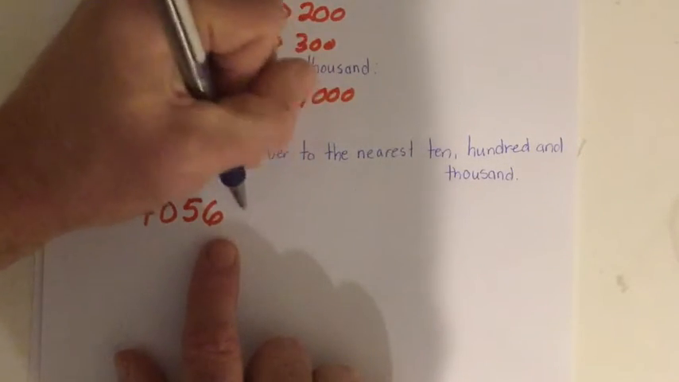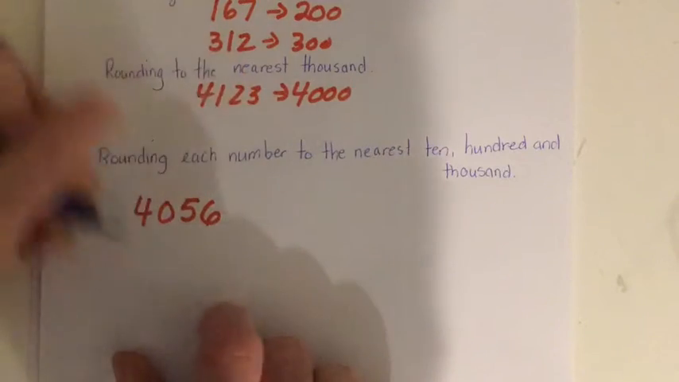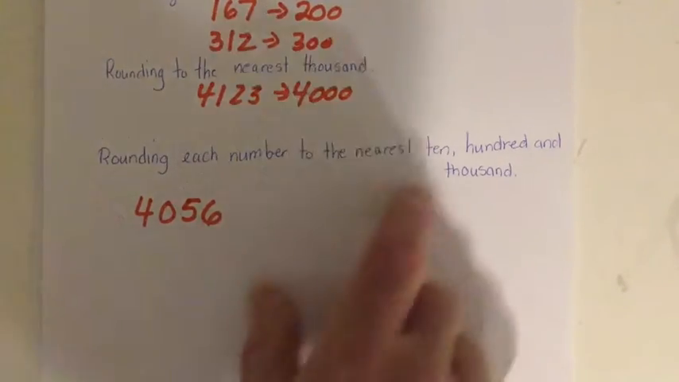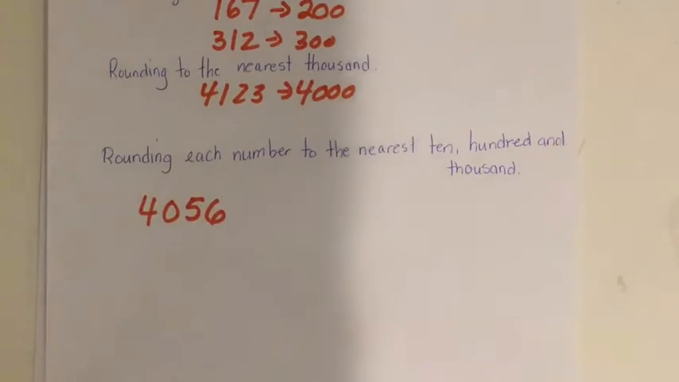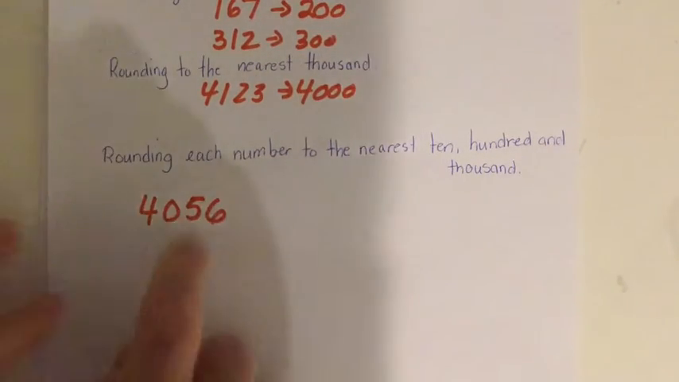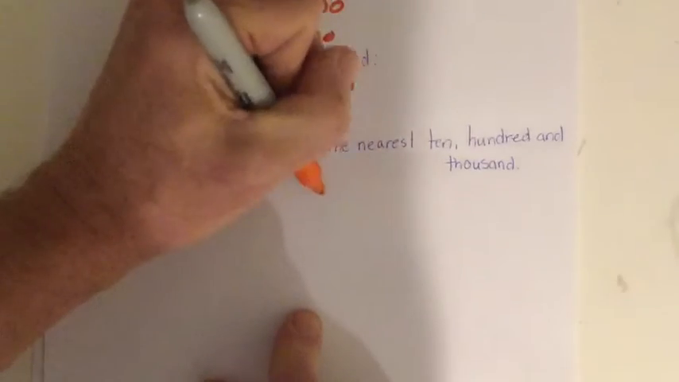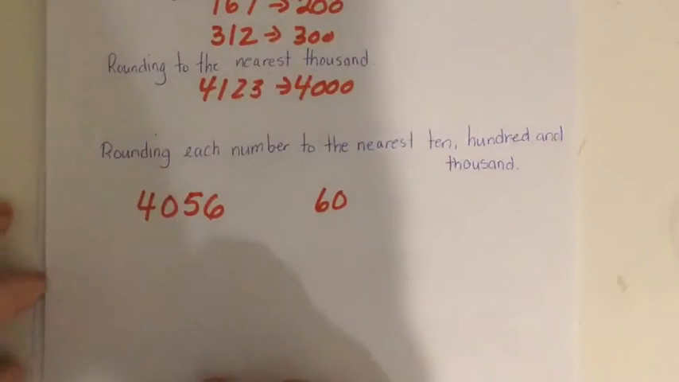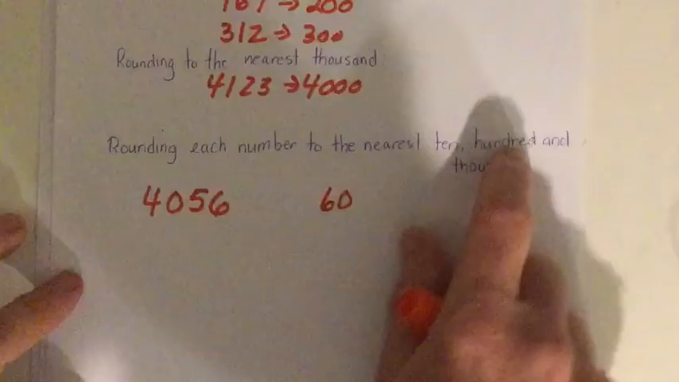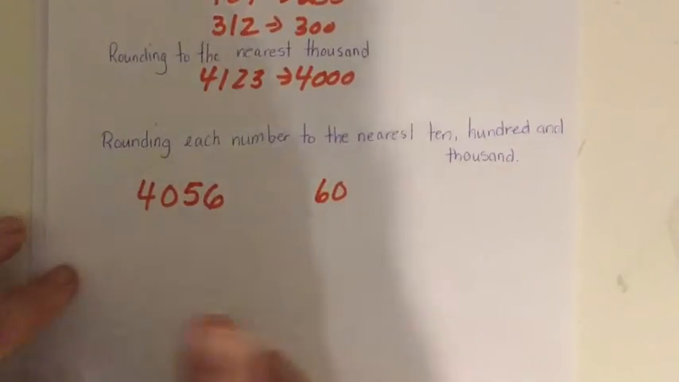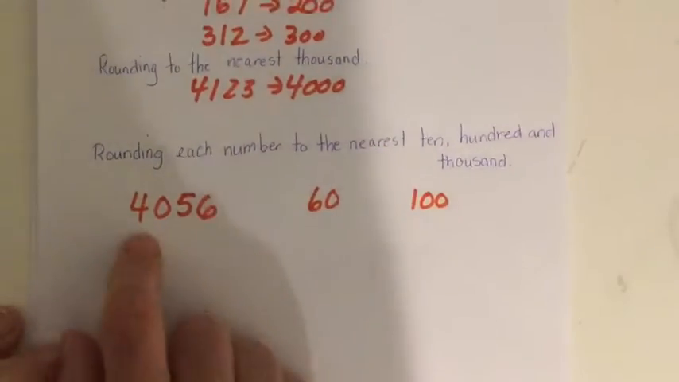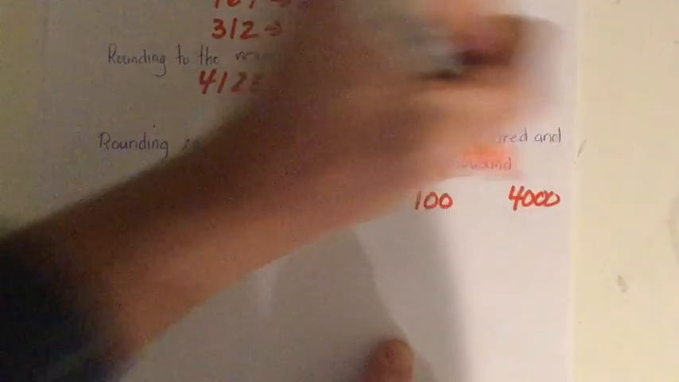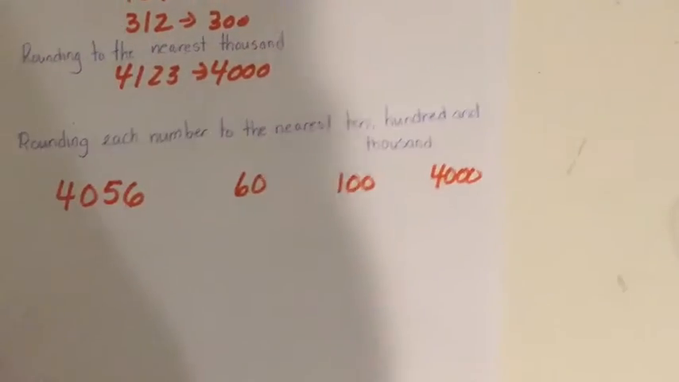So obviously, nearest 10. What sometimes students will do is their thinking is right. They say, okay, nearest 10, I'm looking at the 56, and that's going to round to 60. So they'll write 60 as the answer. And then for 100, they'll say, okay, 56 rounds up to 100, so I'm going to write 100 as my answer. And then for thousands, they're going to say, okay, that's closer to 4,000, so they're going to write 4,000 as the answer. And that's what they're going to get.